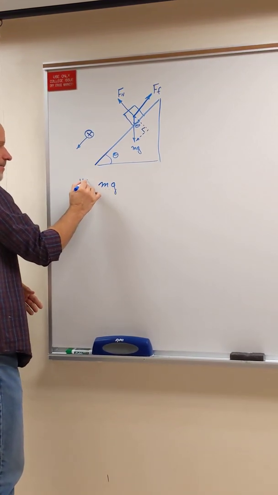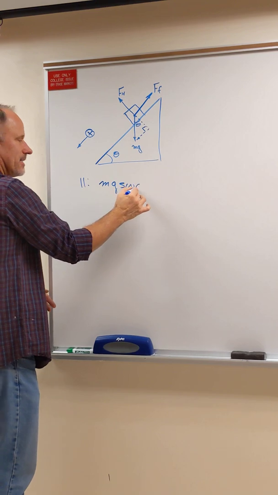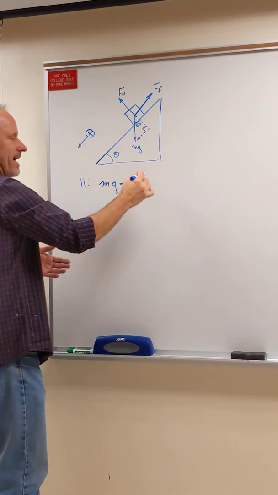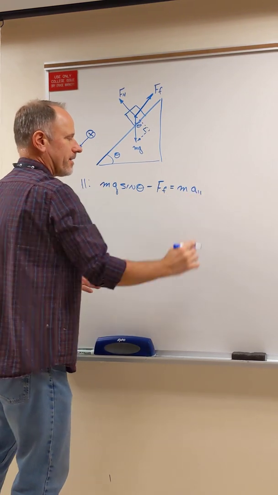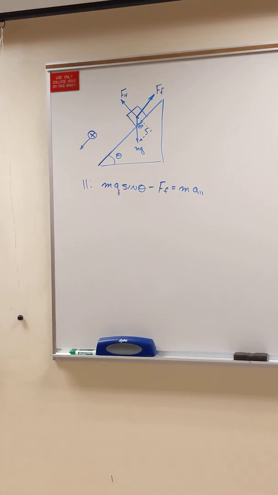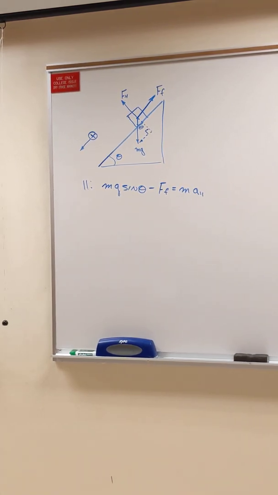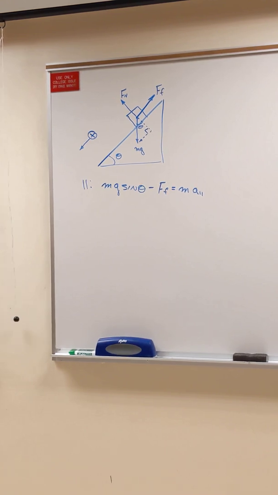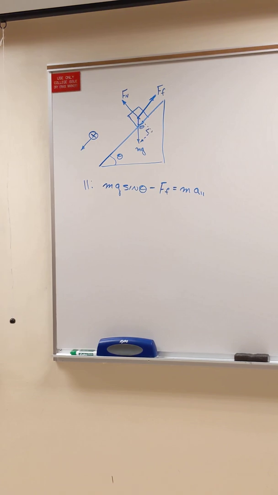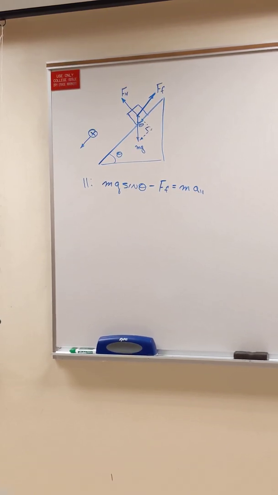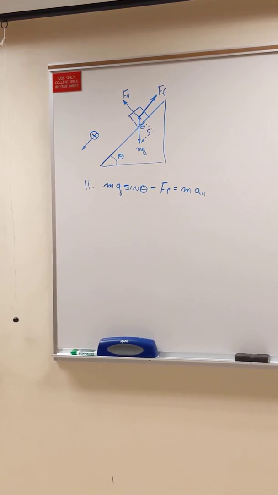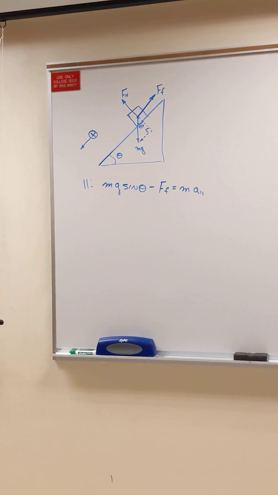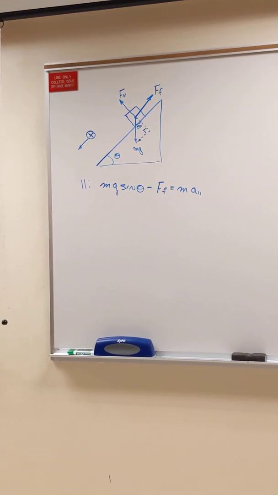mg, this is parallel to the ramp, mg sine theta, that's positive, minus force of friction equals ma parallel, the acceleration parallel to the ramp. If it's not moving, trick question. Not really a trick, but testing you. If it's not moving, what kind of force of friction am I working with? Static friction, mu sub s. And what would be on the right-hand side? 0. Right? If it's not moving?